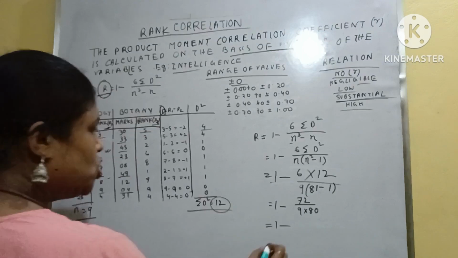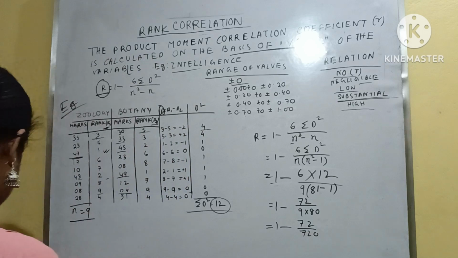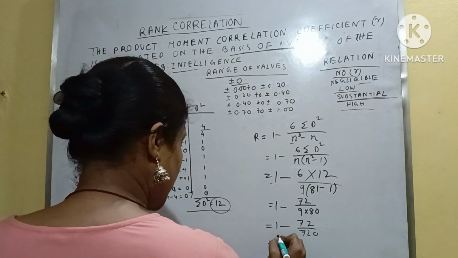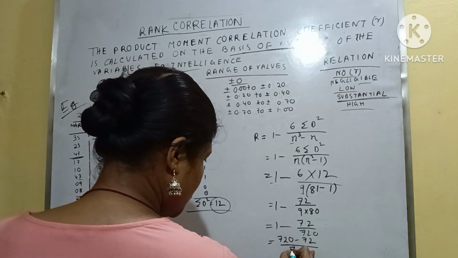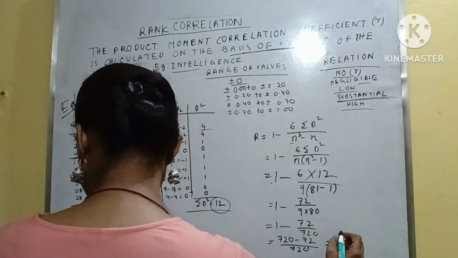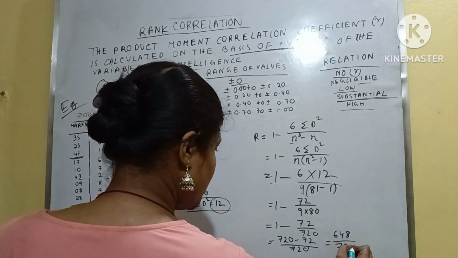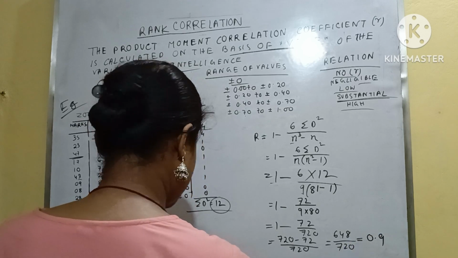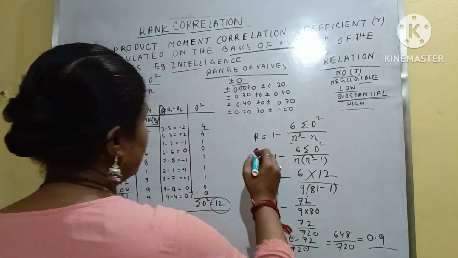1 minus 72 by 720. Okay, 720, then 720 minus 72 by 720. So the answer is 648 divided by 720. Then we will get the number 0.9. So this is the value, 0.9, of the R value.